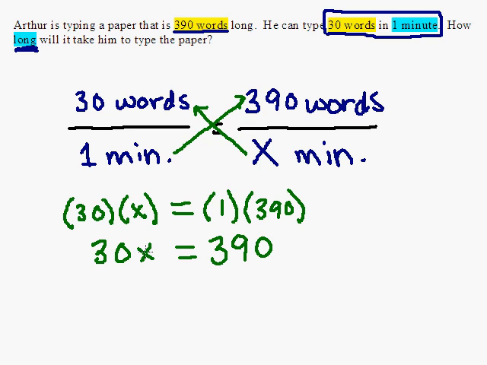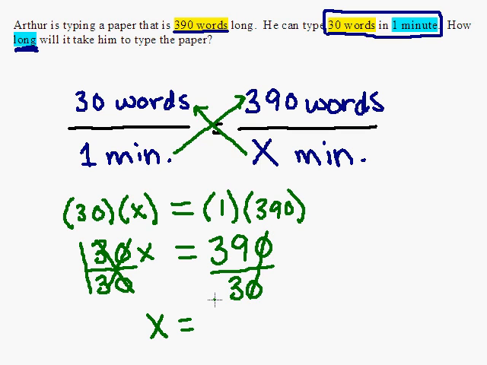And we have 30 times x. Remember, to solve for x here, solve for our variable, we have to do the opposite or the inverse. So the opposite of multiplying x by 30 is to divide by 30. Whatever I do to one side, we have to do to the other side. So I'm going to divide by 30 on both sides. 30 divided by 30 leaves me with 1x, or just x, equals 390 divided by 30. Zeros cancel out. 3 goes into 3 one time. 3 goes into 9 3 times. So we get x equals 13 as our solution.